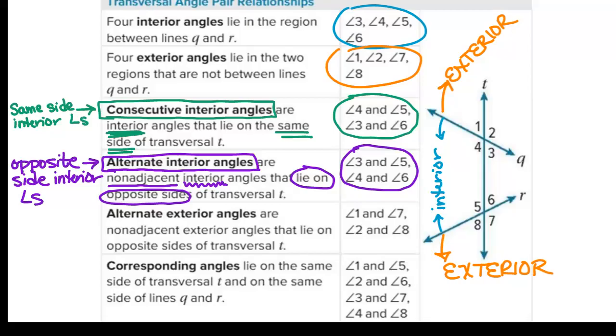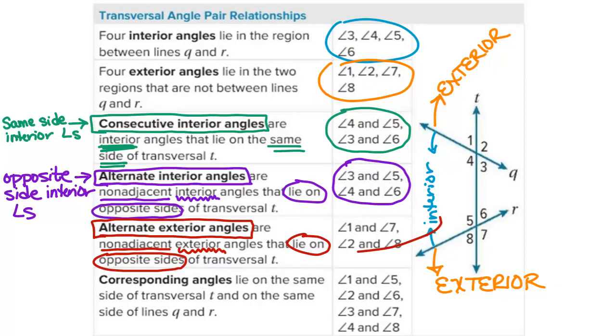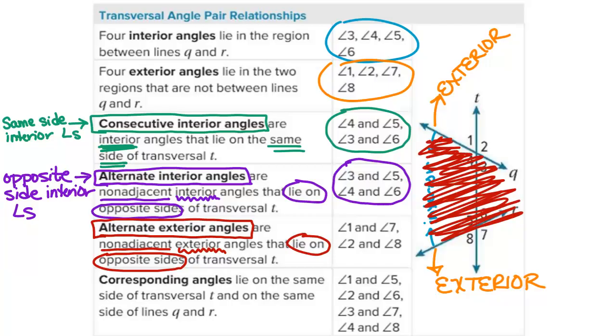Alternate exterior angles. Kind of like alternate interior angles, except do I find them between the two lines? No, because they're exterior. They're non-adjacent exterior angles that lie on opposite sides of the transversal. So now I'm not looking at any of the stuff in here. Not paying attention to this for my alternate exterior angles.